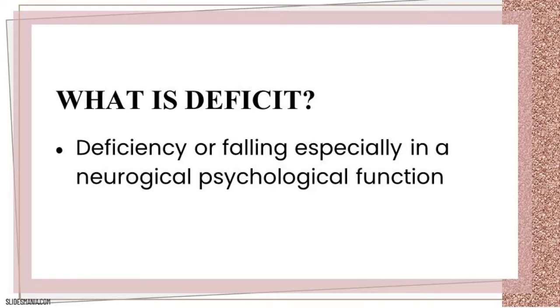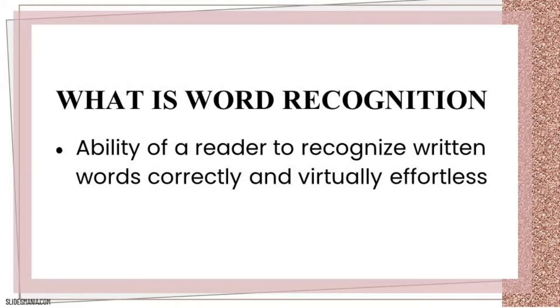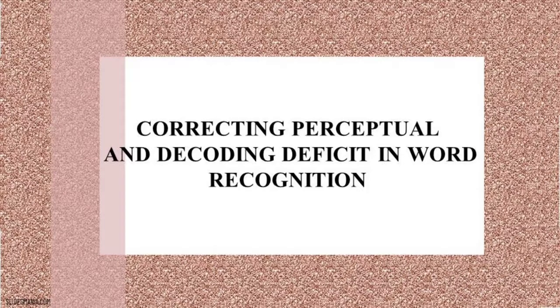Next, we have the word deficit. So when we say deficit, it is a deficiency or failing, especially in a neurological or psychological function. Meaning to say, it is a problem that causes a decrease in some ability. Next, we have word recognition. So word recognition is the ability of a reader to recognize written words correctly and virtually effortlessly. And I think this is already self-explanatory. Therefore, correcting perceptual and decoding deficit in word recognition deals with correcting and identifying the disabilities of a person in word recognition.